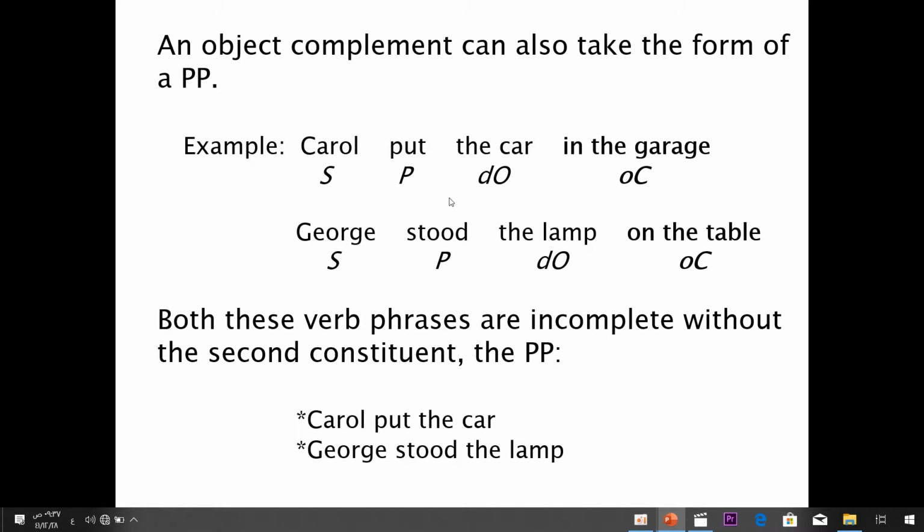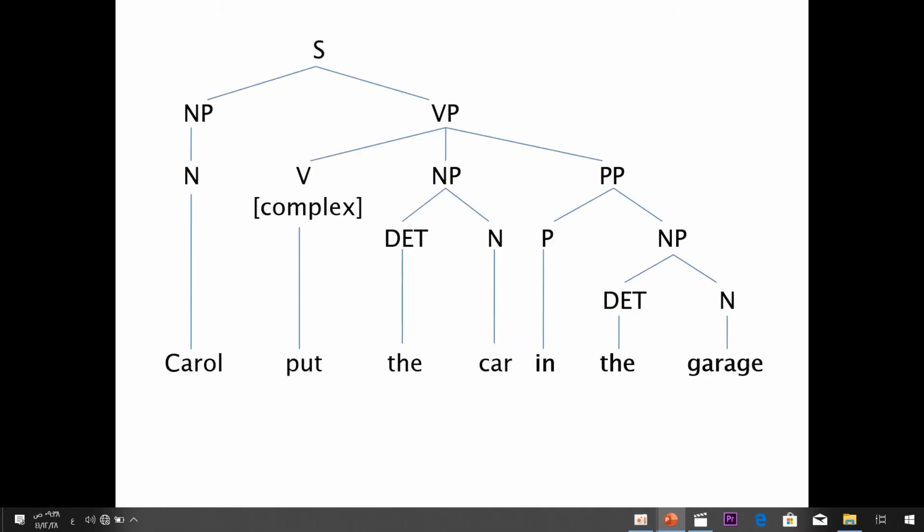George stood the lamp on the table, or George put the lamp on the table. So on the table is a Verb Phrase functioning as object complement or complement of object. Both these verb phrases are incomplete without the second constituent, which is the Verb Phrase. So say George stood the lamp, and then you stop. That doesn't have meaning. So Carol put the car, George stood the lamp, that doesn't have meaning. So as you see, we have the Verb Phrase, we have the preposition, and then we have the noun phrase: determiner and the noun garage, and so on.